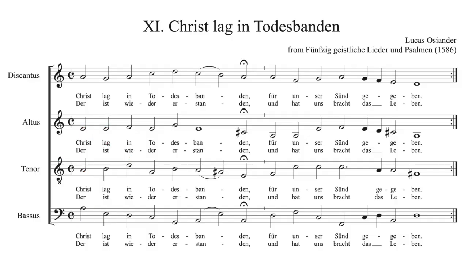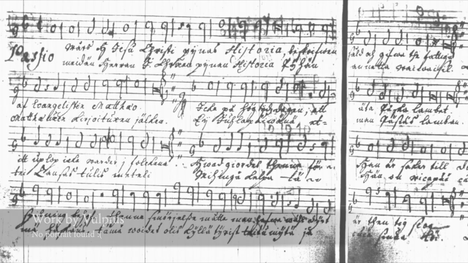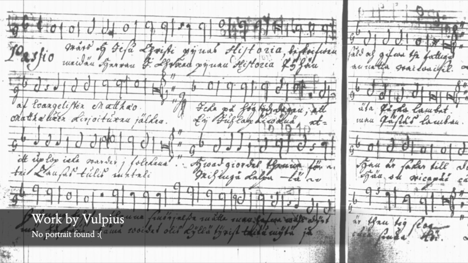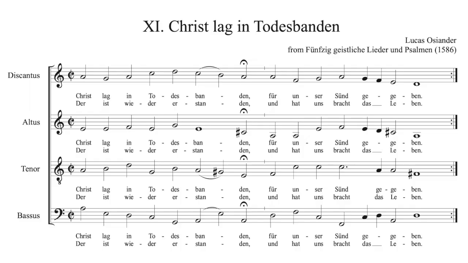This book inspired many similar collections to be produced in the early 17th century by the likes of Hans Leo Hassler and Melchior Vulpius, who set homophonic chorales for 3, 4, and 5 voices. Let's take a listen to Osiander's setting of Christ lag in Todesbanden.